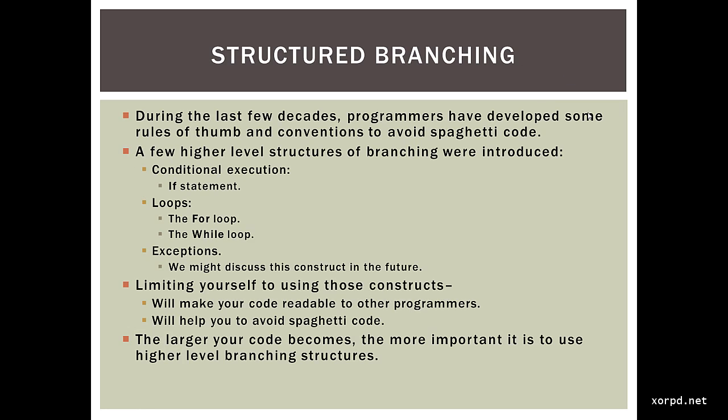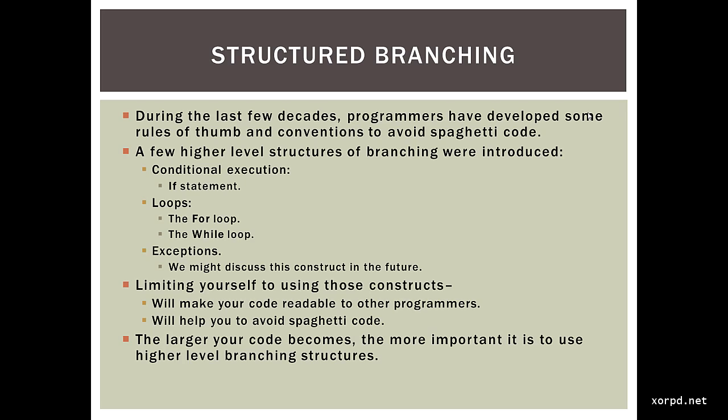Let's speak about the solution. During the last few decades, programmers have developed some rules of thumb and conventions to avoid spaghetti code. A few higher level structures of branching were introduced. Let's talk about some examples of those. The first one is conditional execution, which is known for high-level programmers as the if statement.